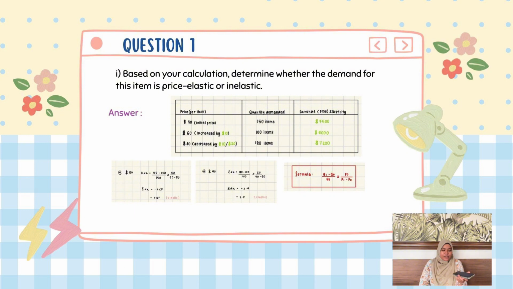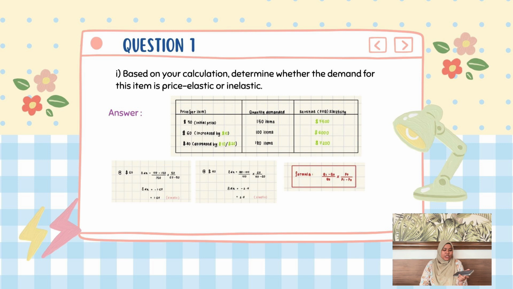Then she increased her price to $60 per item and only getting 100 quantity demand from the customers. Her revenue goes to $6,000 only. So here, I'm making the conclusion for the elasticity. I use the formula of Q1 minus Q0 over Q0 divided by P0 minus P1 over P0. And I got negative 1.67, which is elastic.